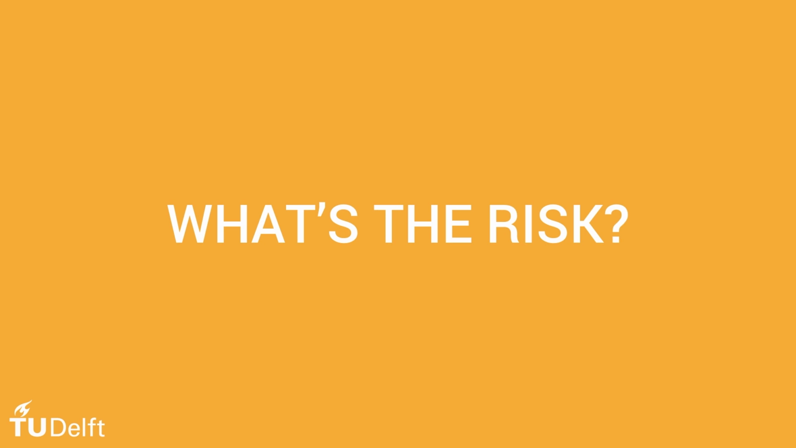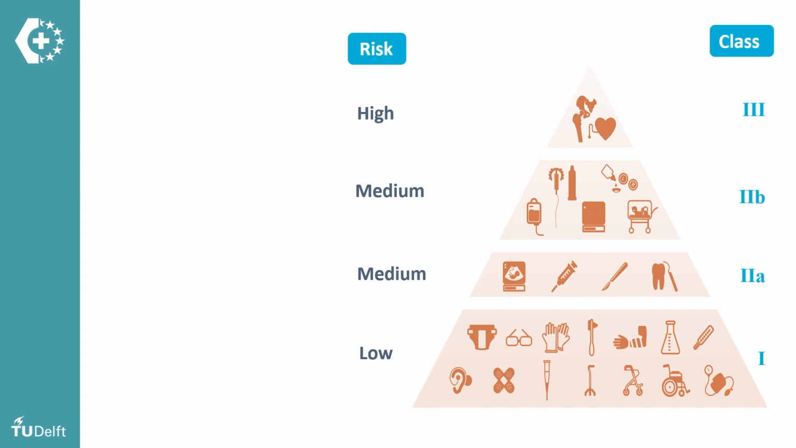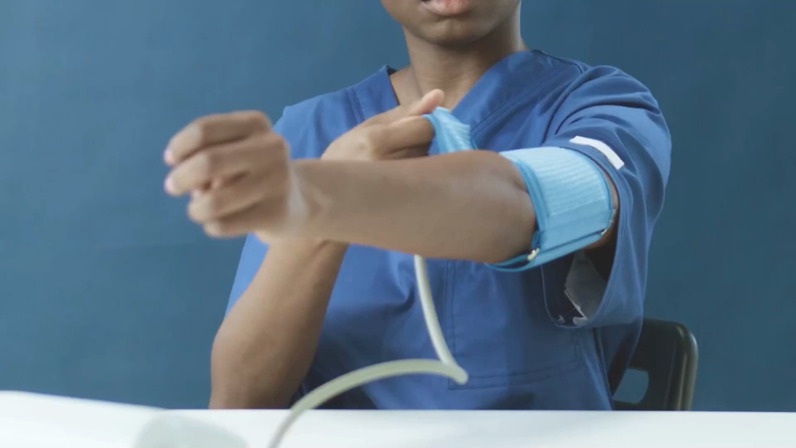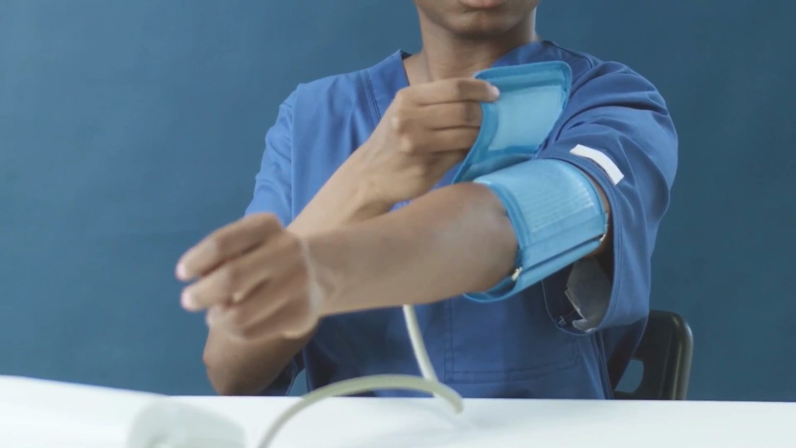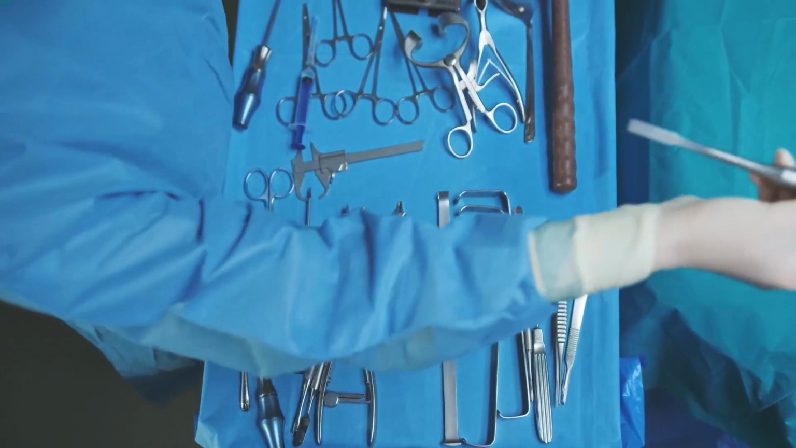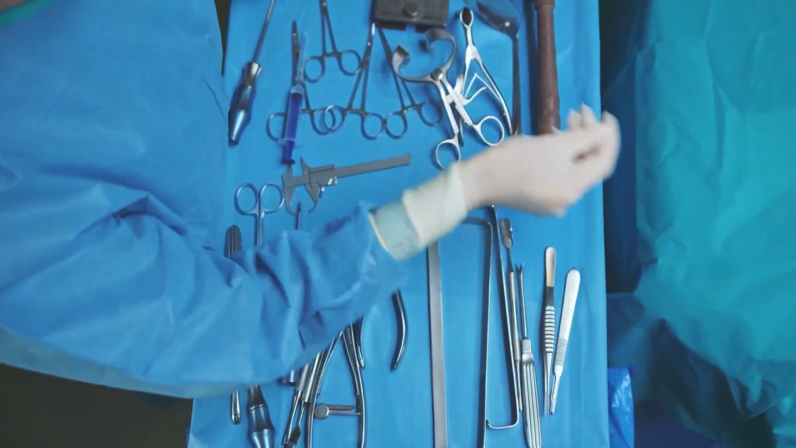But how do we determine the risk connected to a device? Well, there are many factors that play a role in that. For example, the level of invasiveness and kind of tissue being in contact with the device plays a role. Less can go wrong when a device will only touch your skin than when it must go through the skin and into the sterile areas of a body.